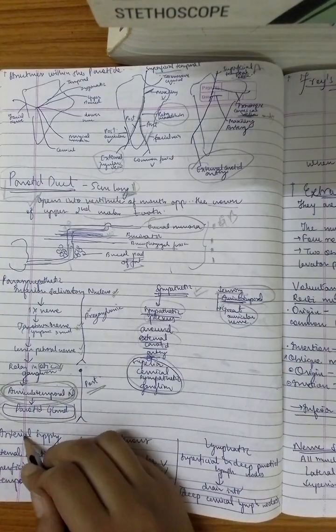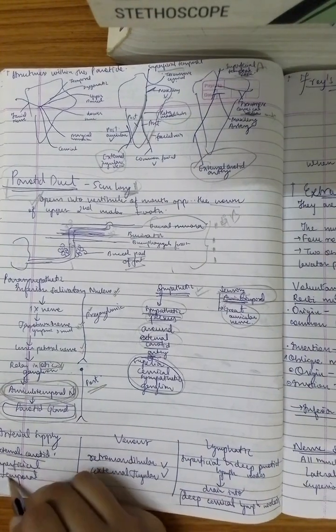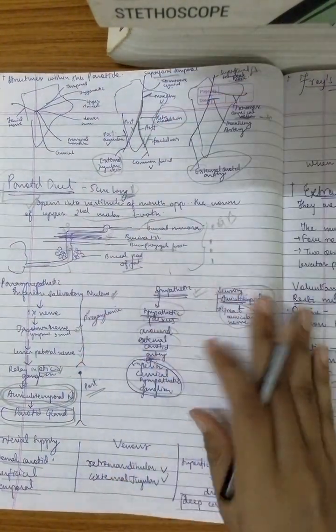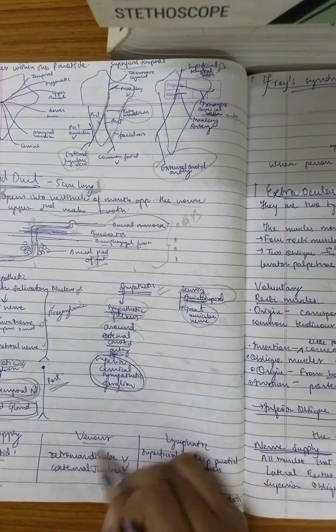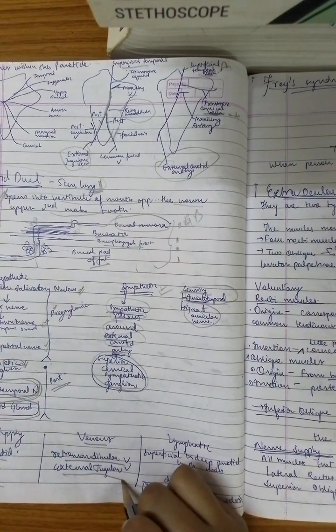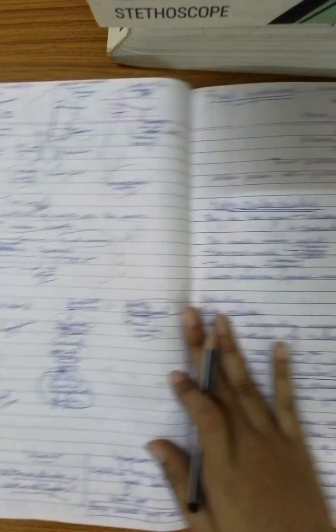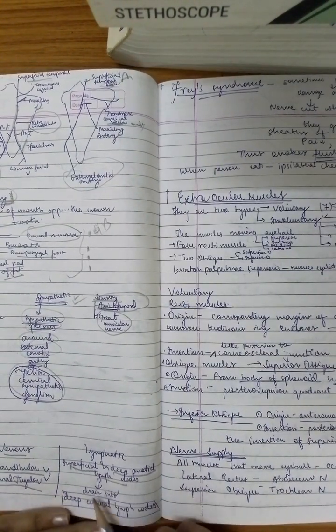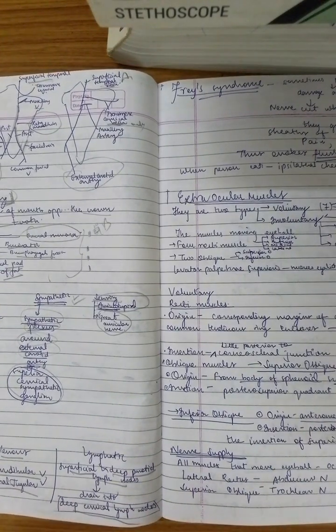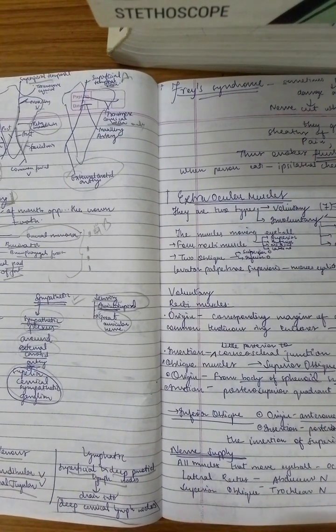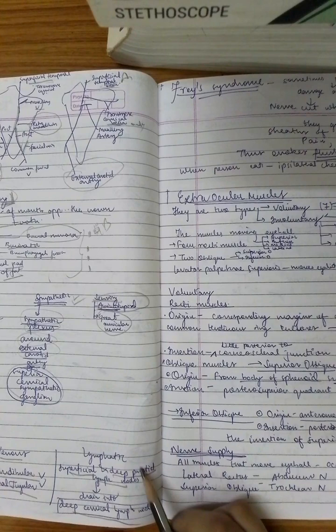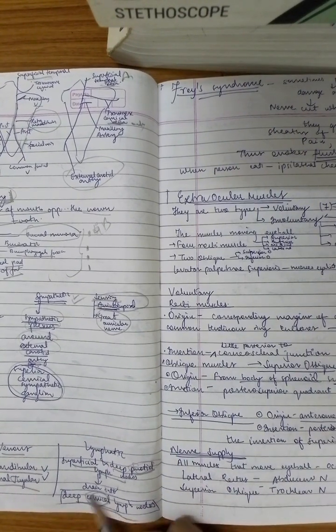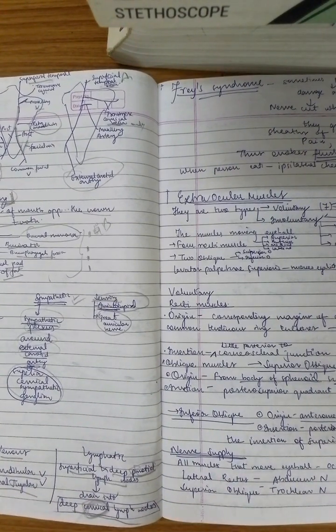Now the arterial supply is by the external carotid and superficial temporal arteries, which we have learnt, which is embedded in it. Then the venous supply is by the retromandibular vein and external jugular vein, which we have also learned. Then the lymphatic drainage is by the superficial and deep parotid lymph nodes, which drain into the deep cervical lymph nodes.